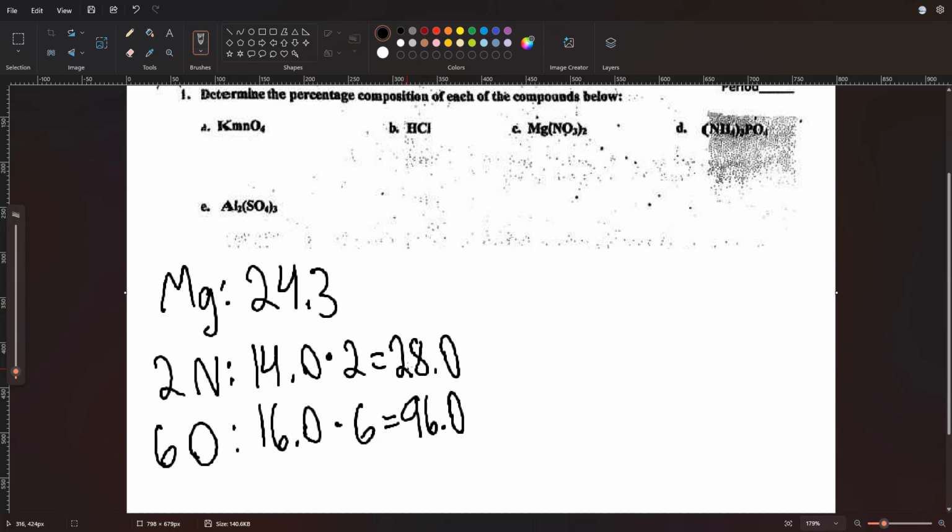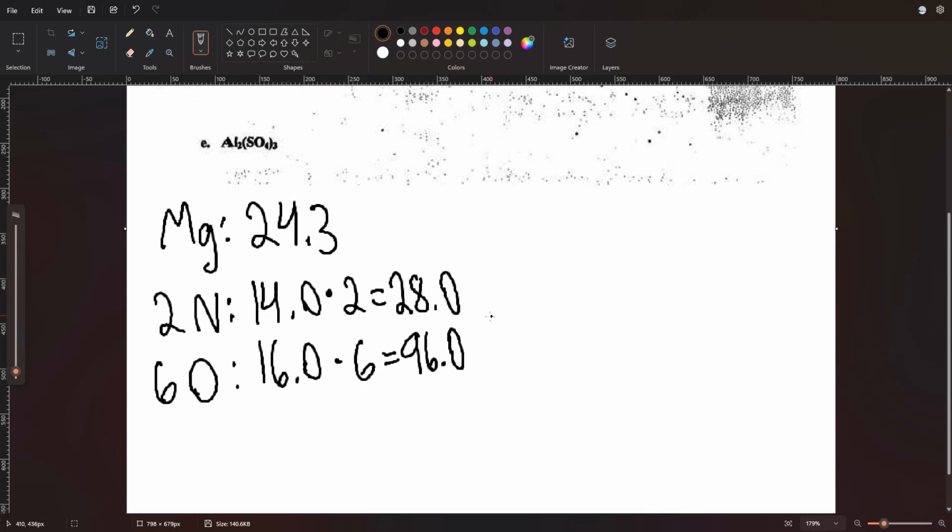So now what we're going to do is add the sum of these numbers. So 24.3 plus 28.0 plus 96.0, and that should leave us with a total atomic mass of 148.3 grams per mole. But since we're not going to be doing any kind of calculations with any quantity like grams or number of molecules, we're just going to focus on the number itself because we're focused on the percent composition in this situation. So now this is our total mass.